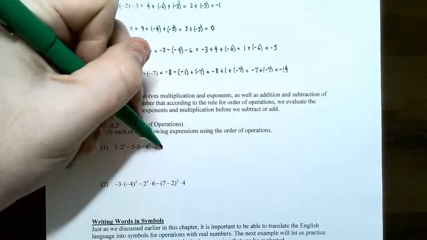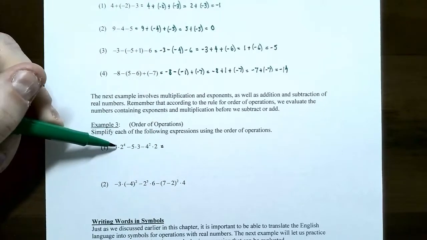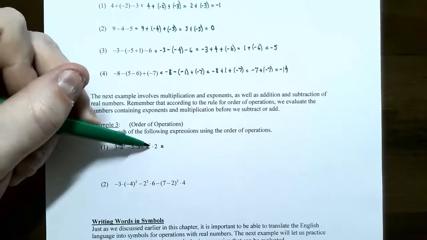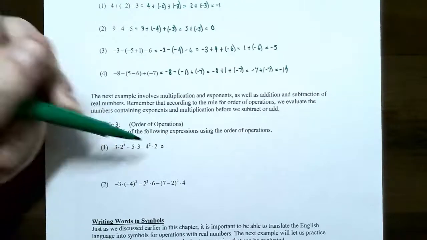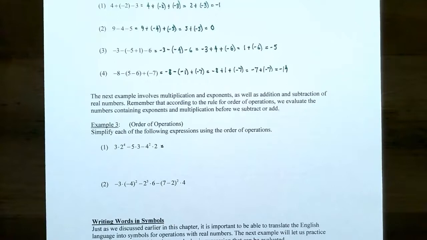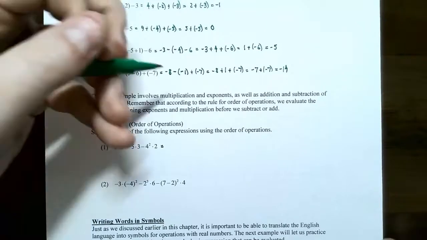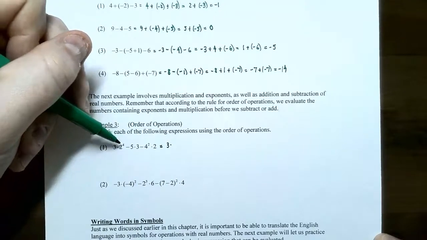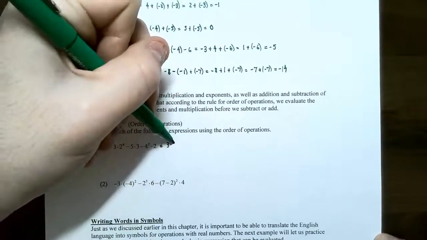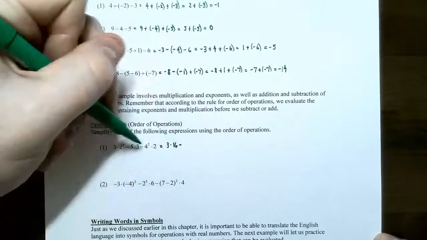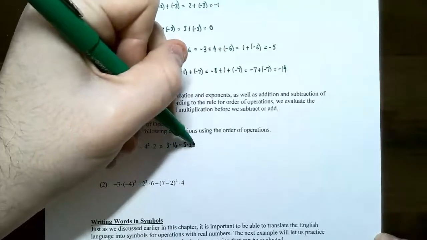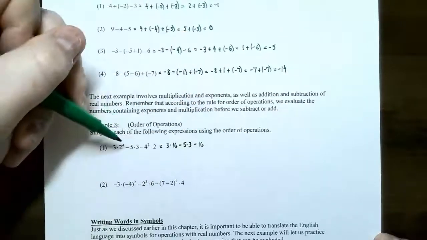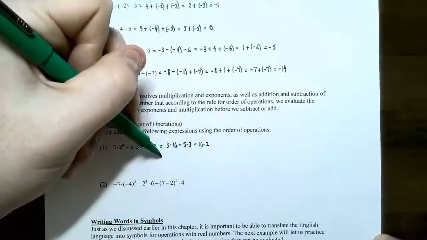So number one, you have 3 times 2 raised to the fourth power, subtract 5 times 3, subtract 4 raised to the second power, or 4 squared, times 2. So there's no grouping in the problem, so let's go straight to exponents. So you have 3 times 2 raised to the 4th power is 2 times 2 times 2 times 2, which is 16. Subtract 5 times 3. Subtract 4 squared is 4 times 4, which is 16. And then you have times 2. So that takes care of all the exponents.